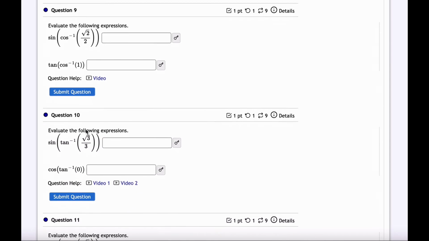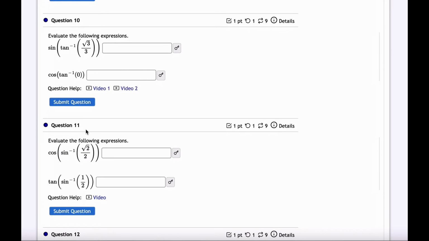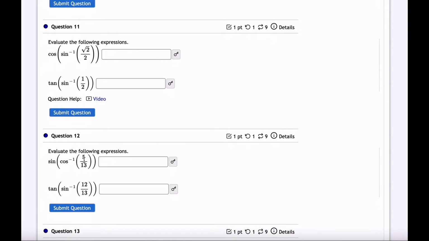And eventually, as you start going through these problems, you'll find some that you have to use the triangle method on. I think question 12 is the first one where you have to use the triangle method because 5/13 and 12/13 are not x and y coordinates of angles that you have memorized on your unit circle.